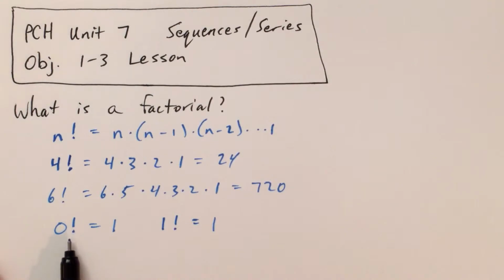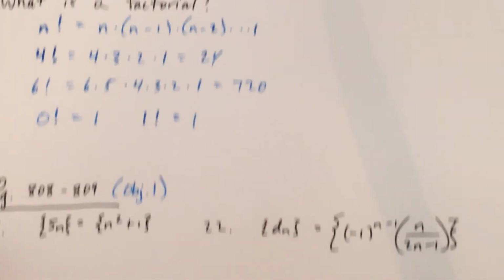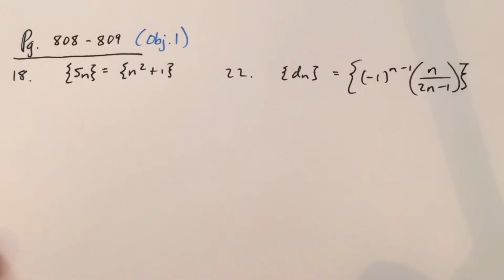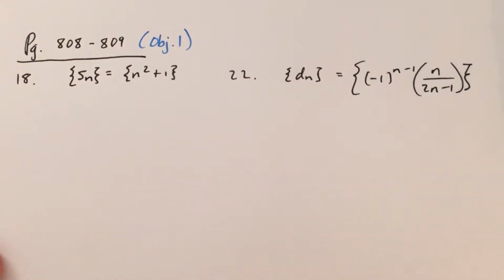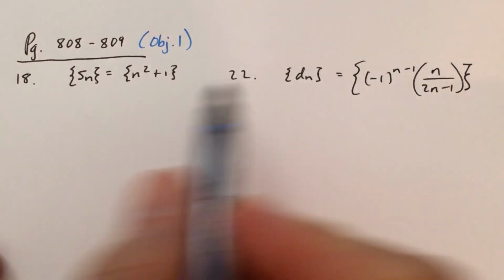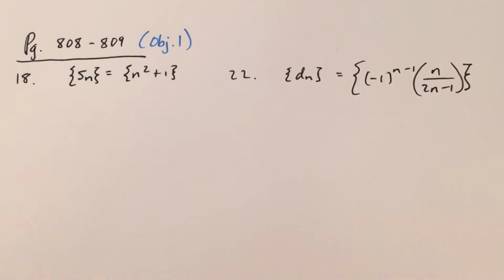A couple of the maybe not so intuitive ones: 0 factorial is defined to be 1, and 1 factorial is also 1. So starting with a couple examples to help you understand what we're asking for in Objective 1, which is to write the first several terms of a sequence. That's the objective here. And a sequence is just a list of numbers.